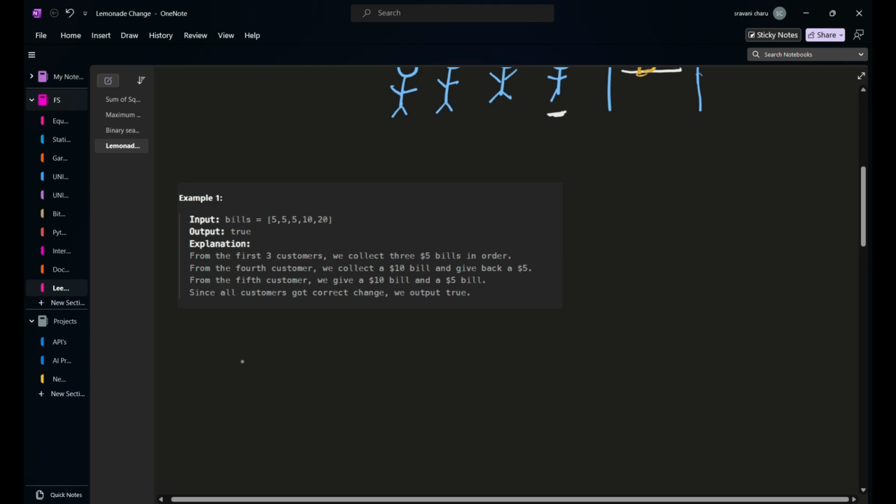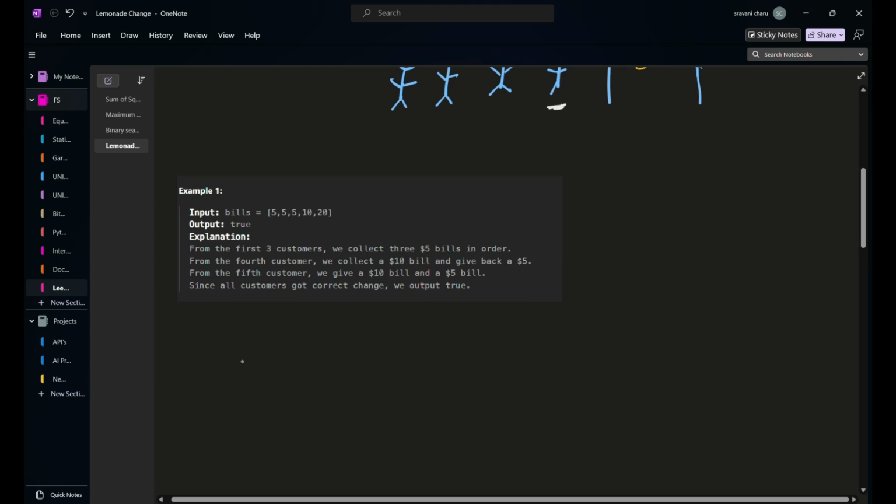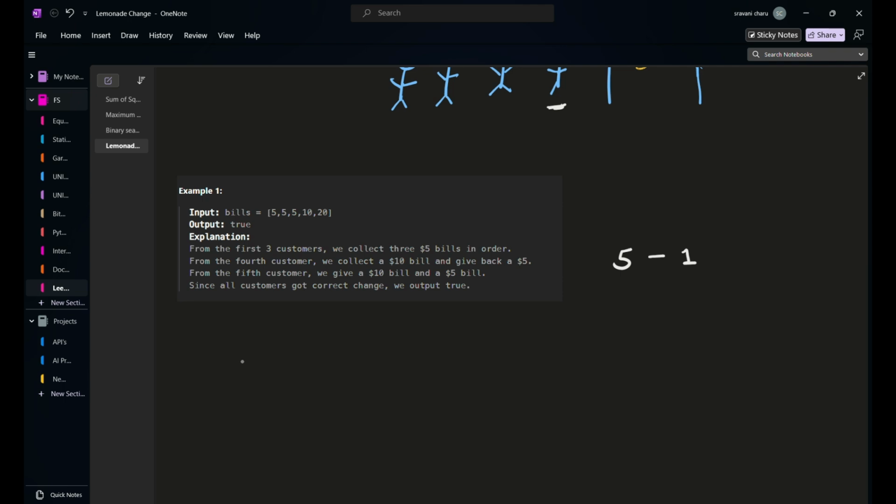Let's take an example here. So here the first customer pays $5. So now in the cash counter we have one $5. And what is the change we have to pay to the customer? We do not have to pay any change to the customer because the lemonade itself is $5. And again, another $5 bill we get. So this becomes 2. Again another $5. So this becomes 3. So we have 3 $5 bills in our cash counter.